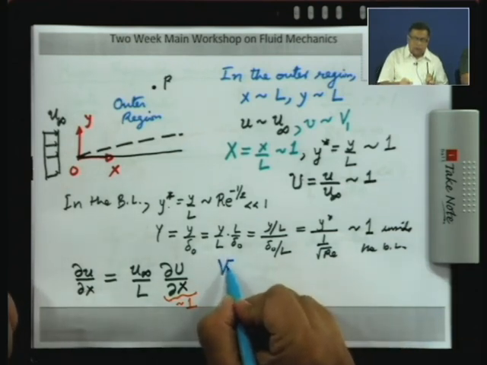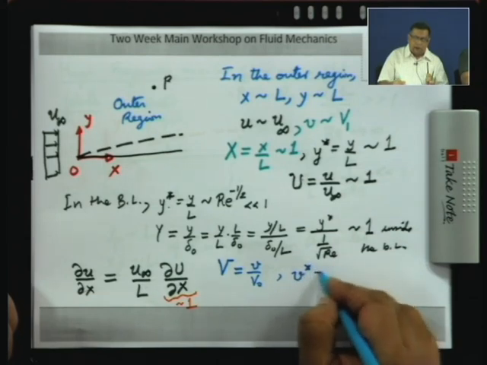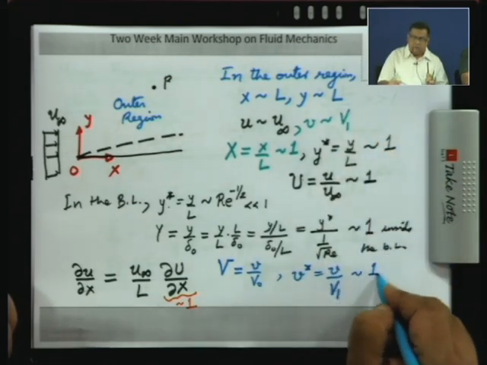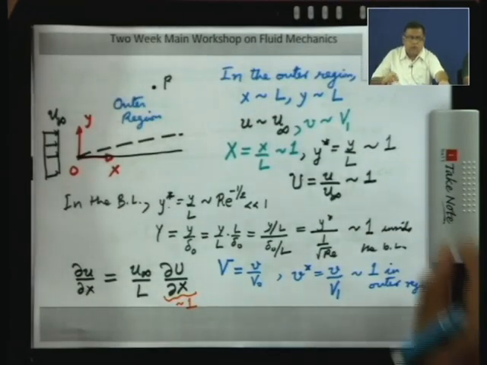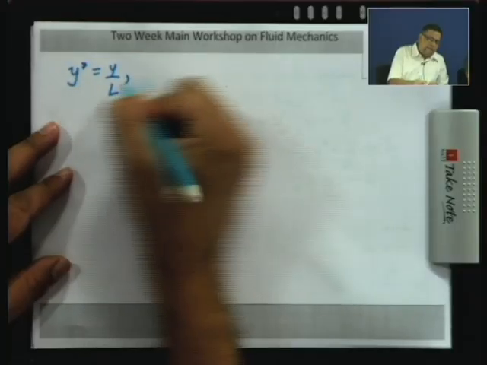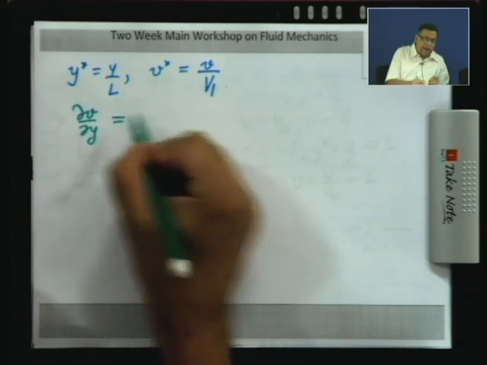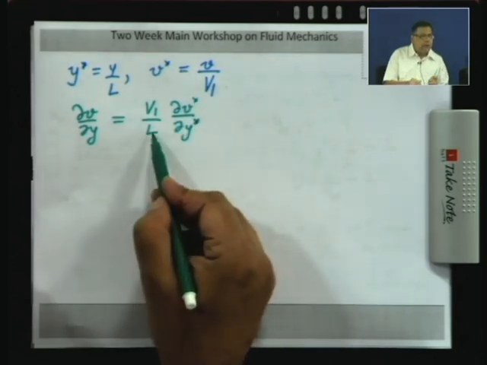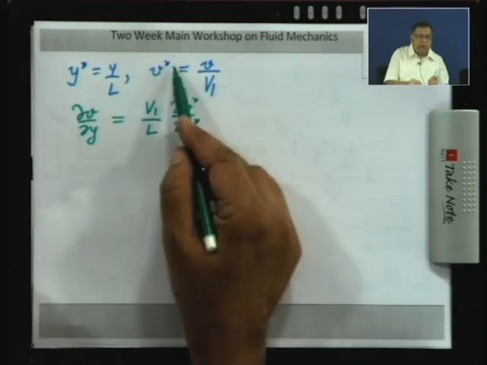Now, we will define V, sorry, I have used capital V to be v by v naught yesterday. Now, I will define v star to be v by v 1, where v 1 is the velocity scale in the normal direction in the outer region. So, this is order 1 in the outer region. Now, if I say that y star is y by L and v star is v by some v 1, then del v del y I can write as v 1 by L into del of v star del y star. So, this L has come from this y, because y is L times y star, and this v 1 has come from here, that v is v 1, that constant velocity scale, times v star.